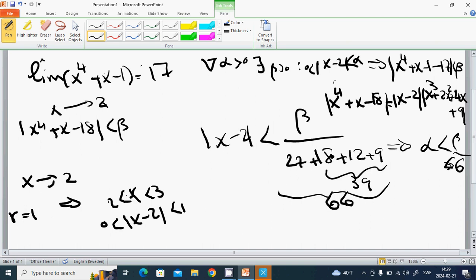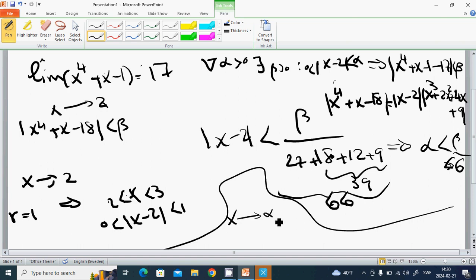We note something separately from that example. We note that if x goes to infinity, then absolute x is greater than m, and if y goes to infinity, then absolute y is greater than n.